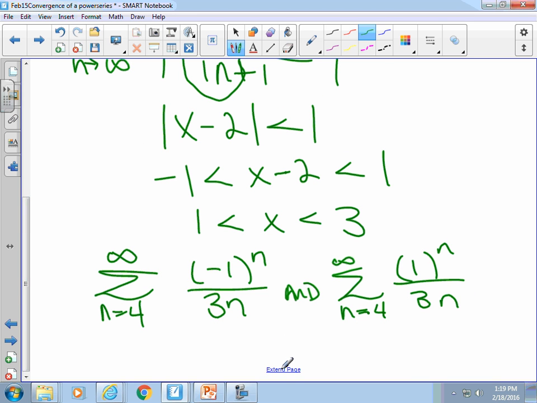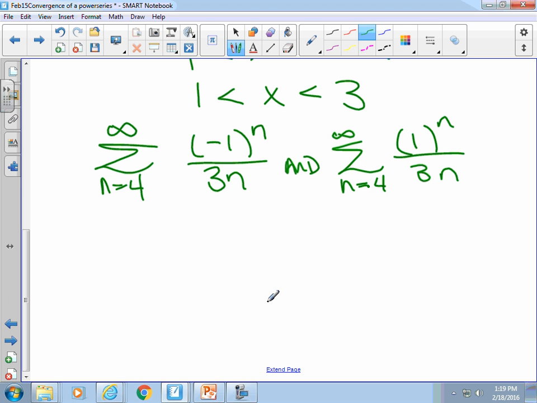Now, when we're new at this, we're kind of fumbling through it a little, but we're getting a little better. What is 1 to the n? It's just 1. 1 to any power is 1, right? So this is just 1 over 3n. What would I compare that sequence to?